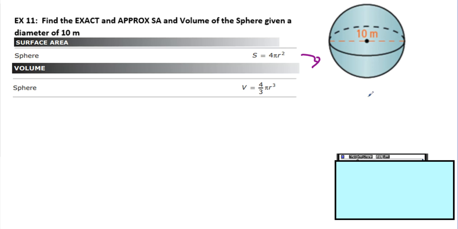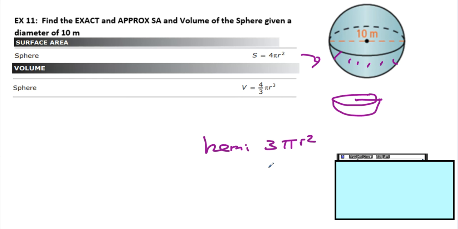So for instance, when you have a hemisphere like this, you're going to have the surface area of this half right here plus the part that you just cut open. That's going to be a circle. So your total surface area for a hemisphere is 3 pi r squared. It's the 2 pi r squared, which is half of the sphere, plus the pi r squared of the circle.